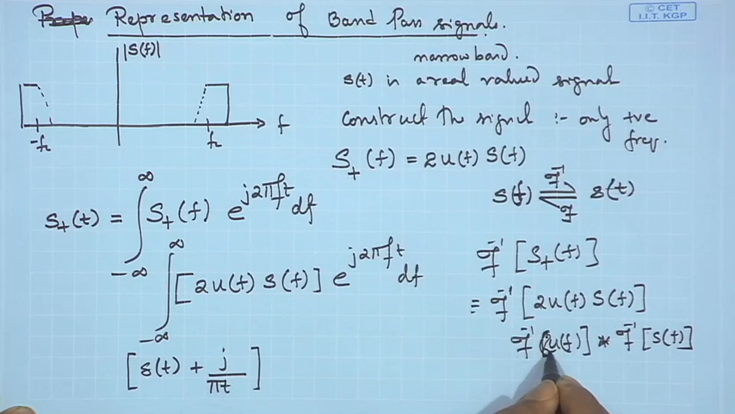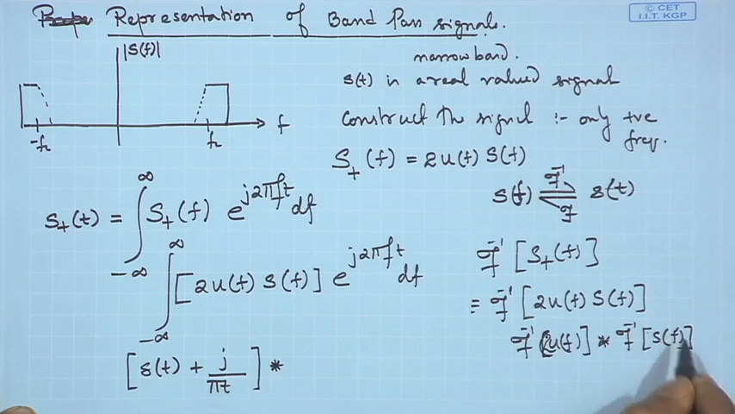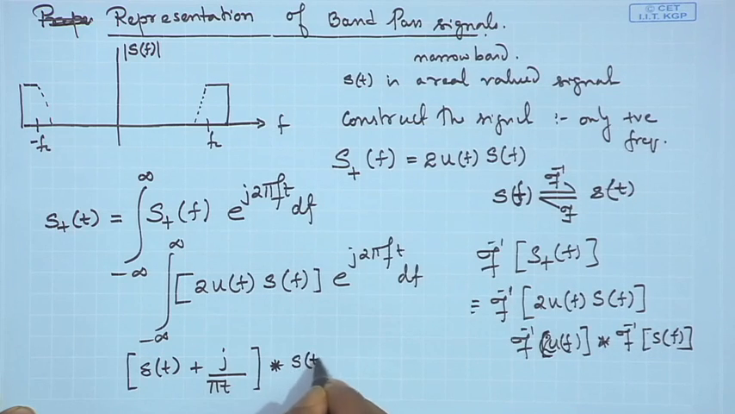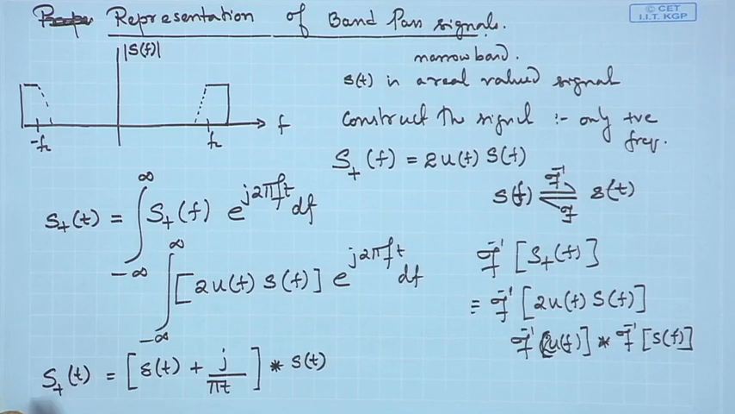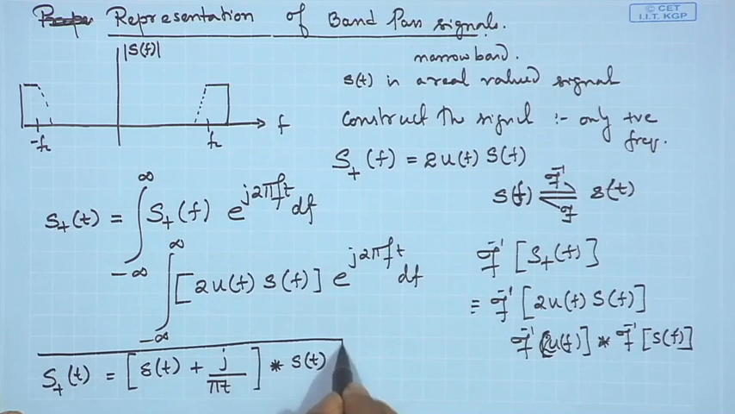So, we had a 2 and there also we had a 2, because 2 u of f is equal to 1 plus sine of f, convolved with the inverse Fourier of S of f, which is S of t. So, we could write S plus of t by this relationship.